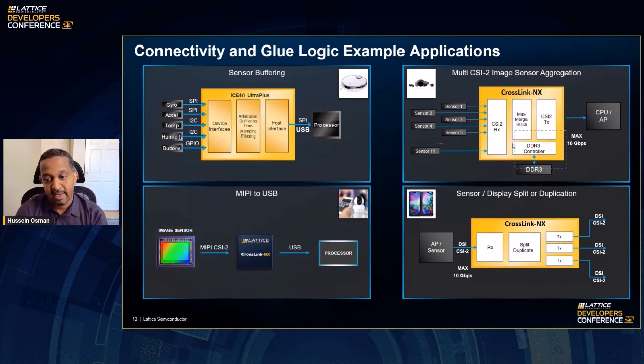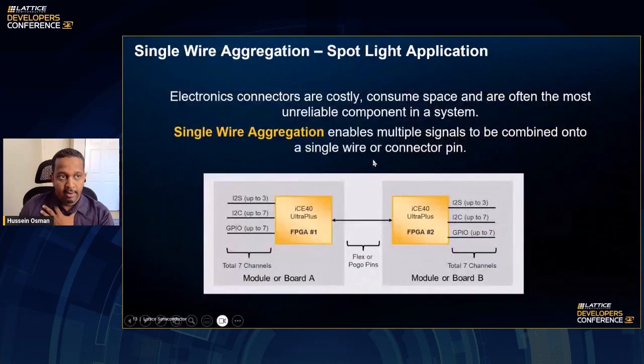On the bottom right hand side is an example of going from a processor to multiple displays, and display splitting is something that can be done given that there are multiple high-speed MIPI transceivers available in some of the FPGA devices, and Crosslink NX is an example of that.